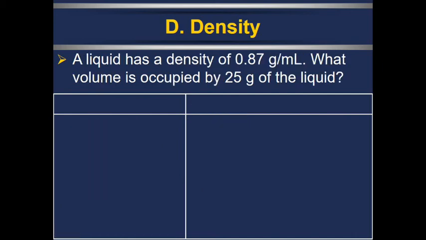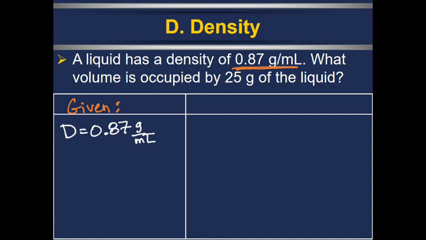Here's one more example. Again, make sure you get everything written down. A liquid has a density of 0.87 grams per milliliter. What volume is occupied by 25 grams of the liquid? So this one I like just because they don't explicitly tell you what some of the things are. They do say density of 0.87 grams per milliliter. So if I'm writing down my given information, I have a density of 0.87 grams per milliliter. Grams is a mass, milliliters is volume, so mass over volume is a density unit.